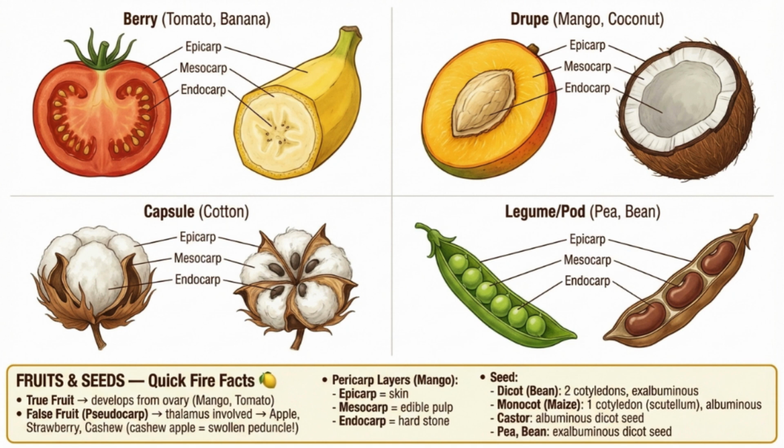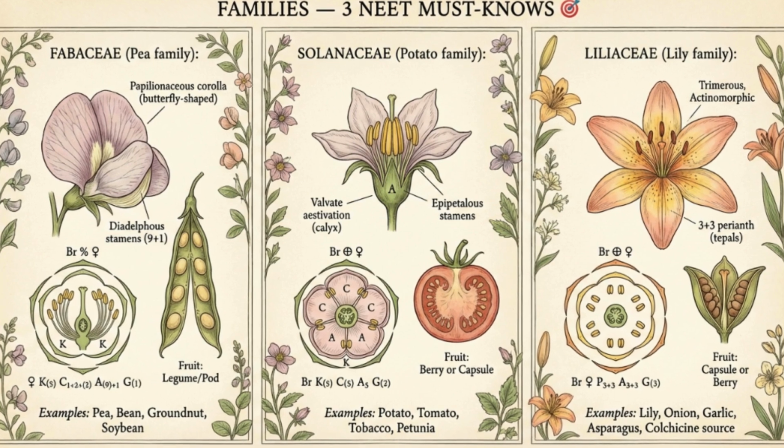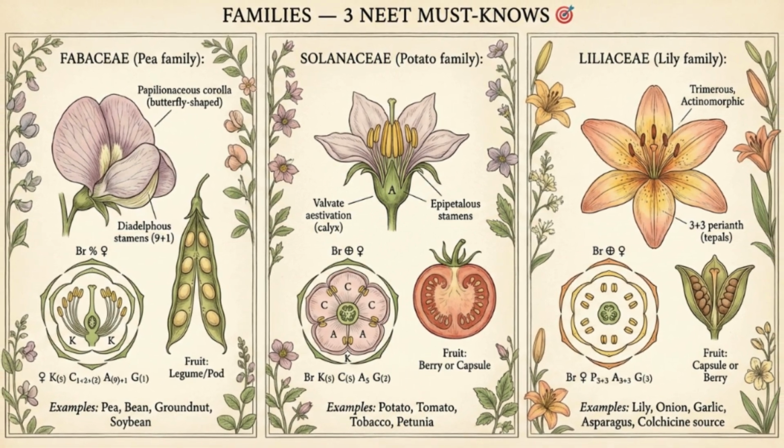For seeds, bean and pea are dicot and exalbuminous, no endosperm at maturity. Maize is monocot, one cotyledon called the scutellum, and it's albuminous. Castor is a dicot but albuminous. NEET loves this exception. 3 families you must know cold for NEET: Fabaceae, Solanaceae, and Liliaceae.